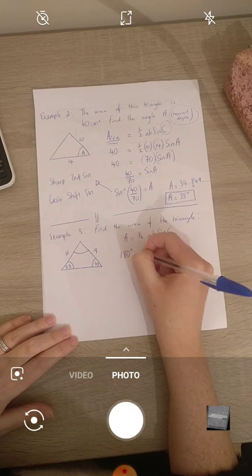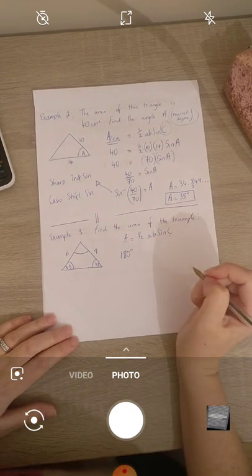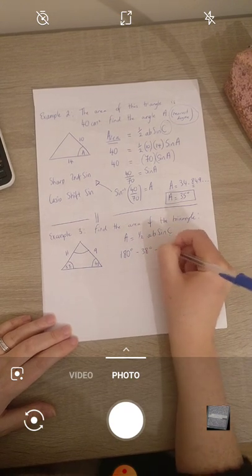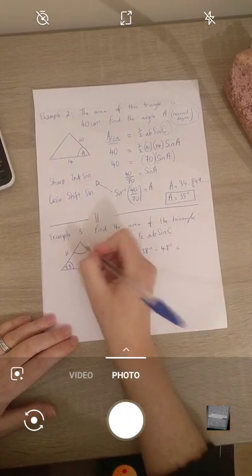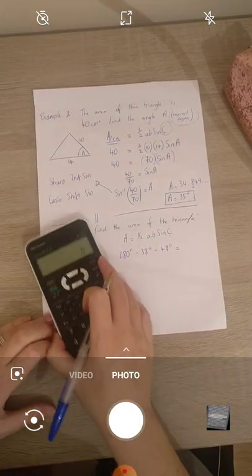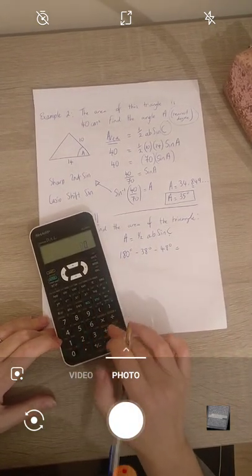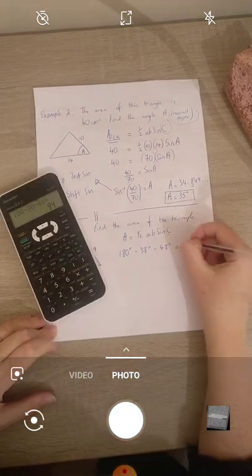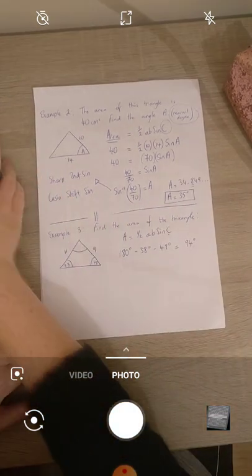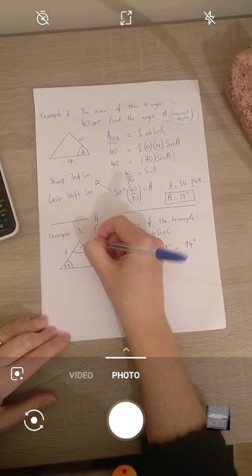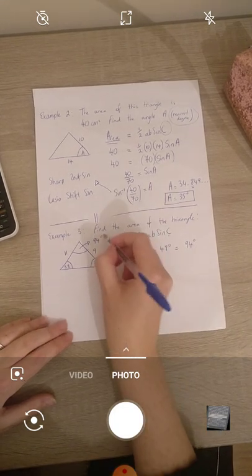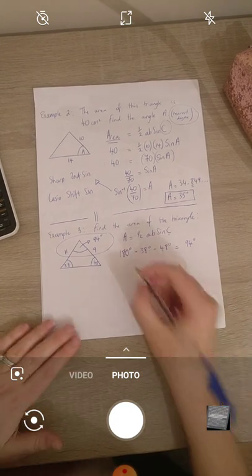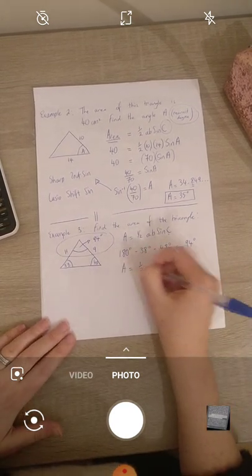If you remember in geometry, the three angles in a triangle add up to 180 degrees. So if I subtract 38 degrees and 48 degrees, that's going to give me the angle that I need to do this question. So 180 minus 38 minus 48 is 94 degrees. Okay, so this angle in here is 94 degrees, and now we have the included angle in order to solve this question. So the area is half.